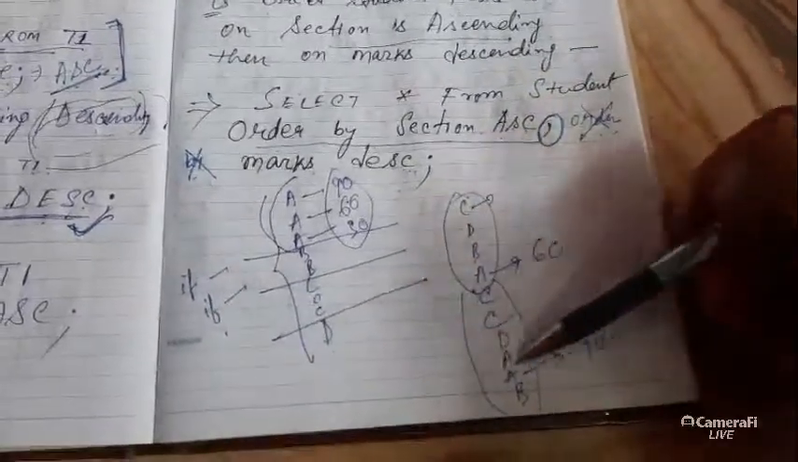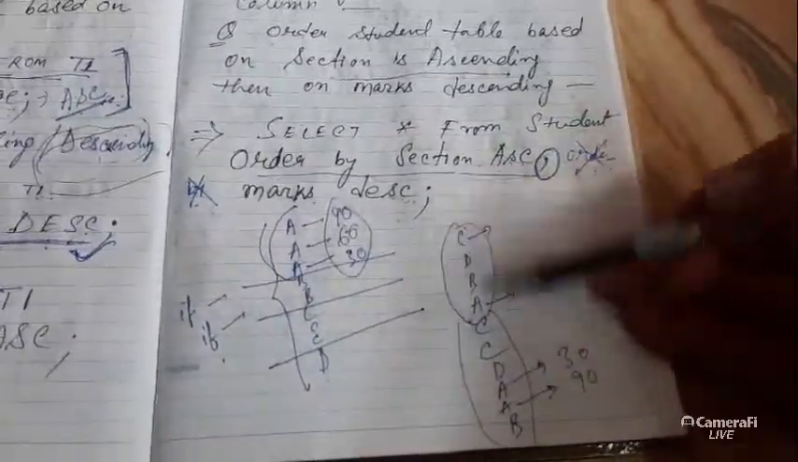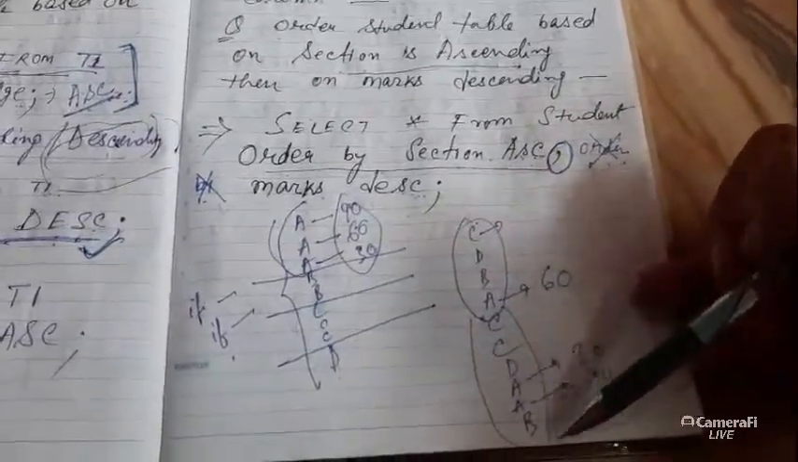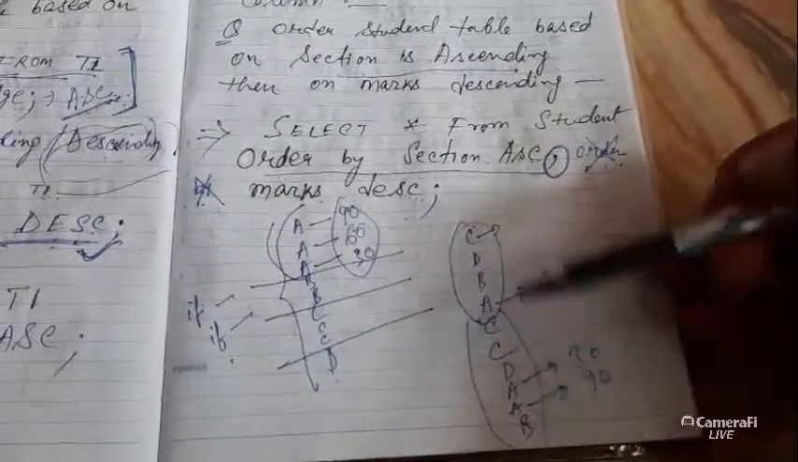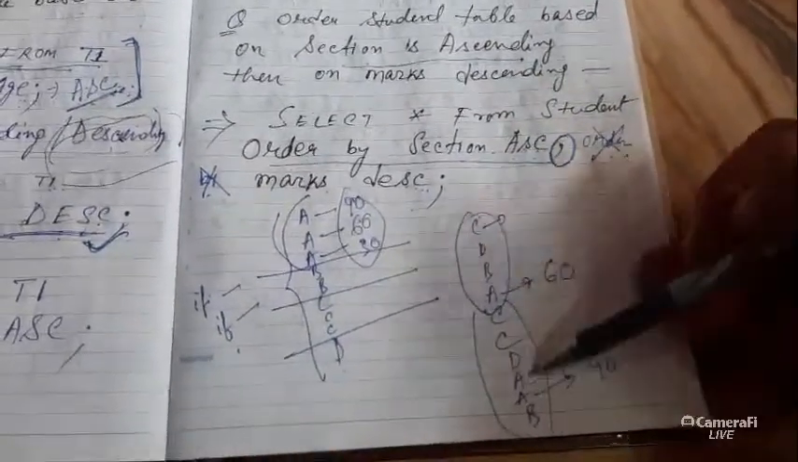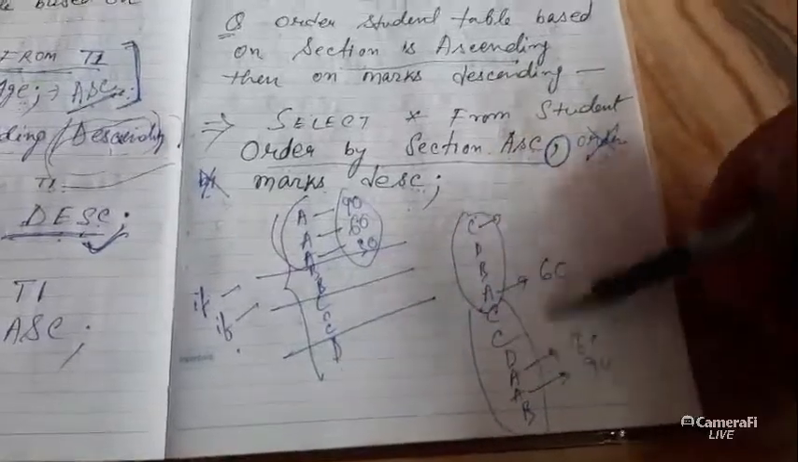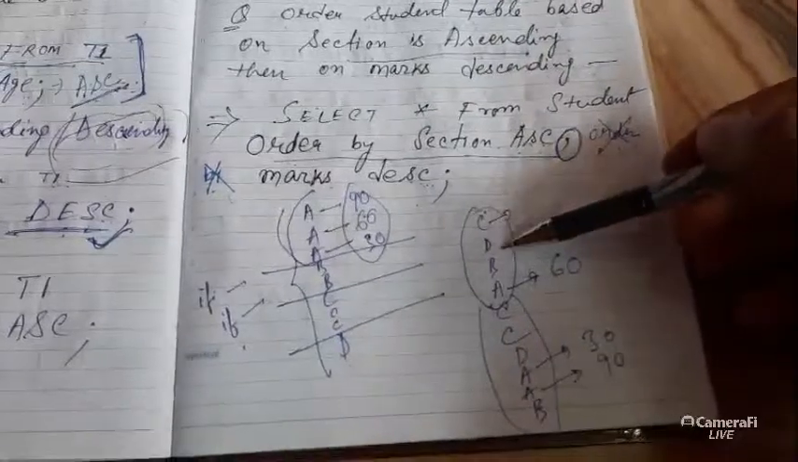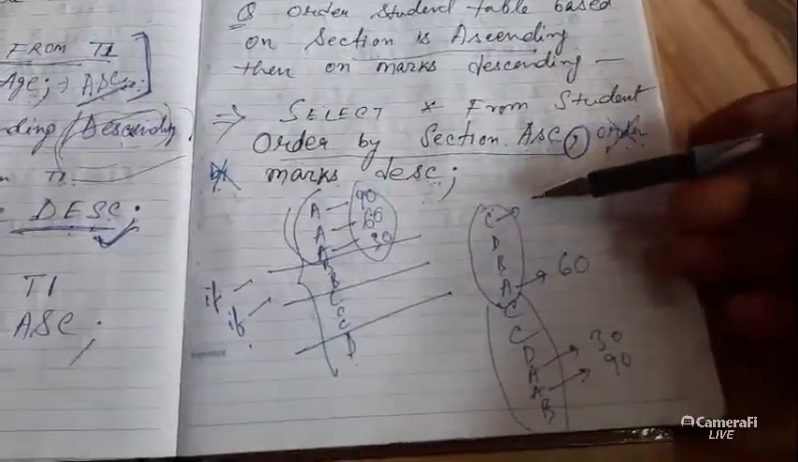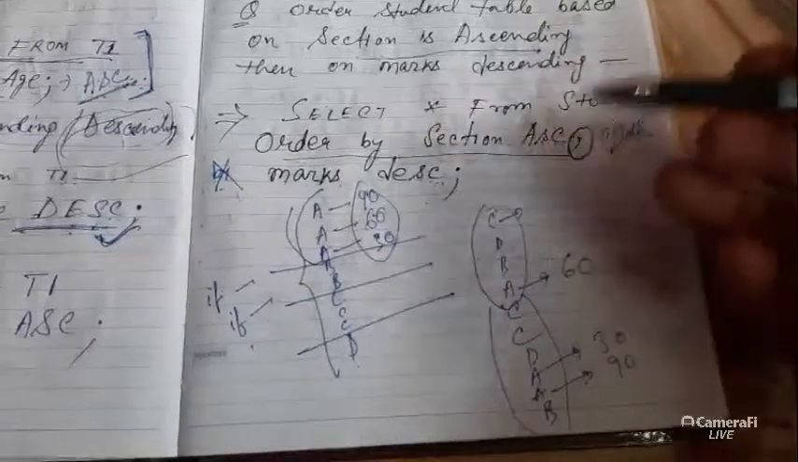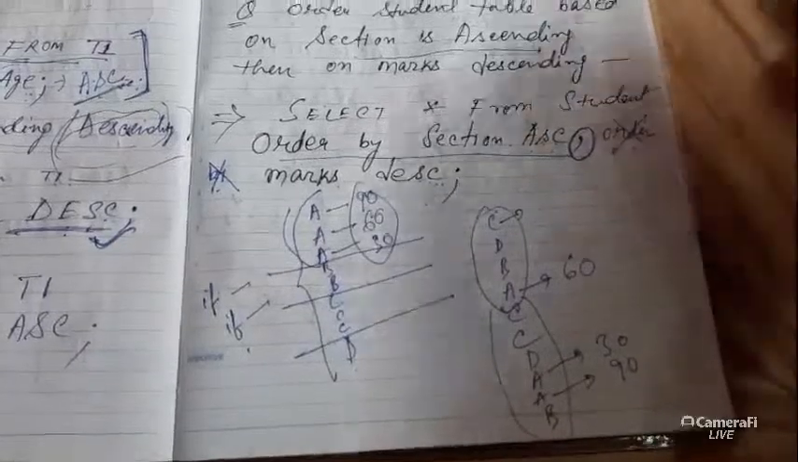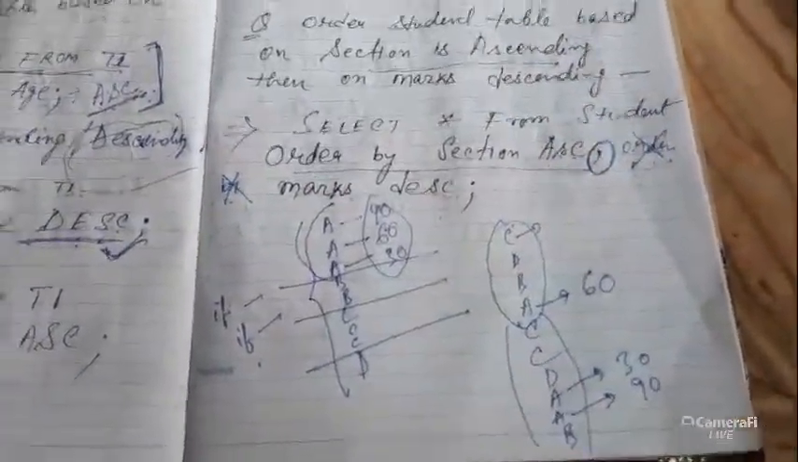Now for example, in a table the various sections are present in this manner: C, D, B, A, C, C, D, A, B, a lot of different sections. So you can see this is unordered data. Now I want to order this data in two ways. First I want to order the data in ascending order of section, meaning as per alphabetical order: A, then B, then C, then D. And within the section I want to order the marks in descending order.